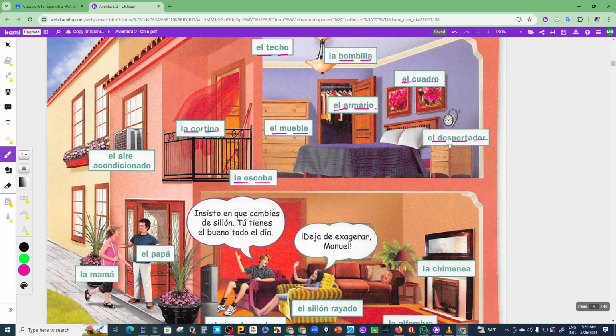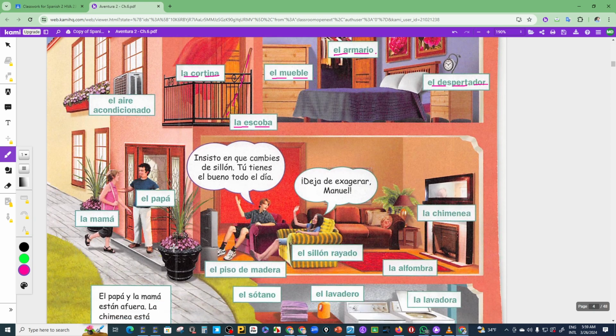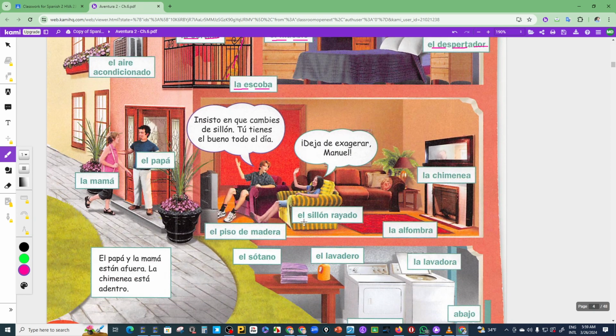Now, despertador comes from the word despertar. Despertar is to wake up. We got mama, papa, and we still have here a couple of other items. El sillón rayado. Sillón is the couch, and rayado, stripe, the stripe couch. El piso de madera, which is the wooden floor. La alfombra, the carpet. La chimenea, the chimney.